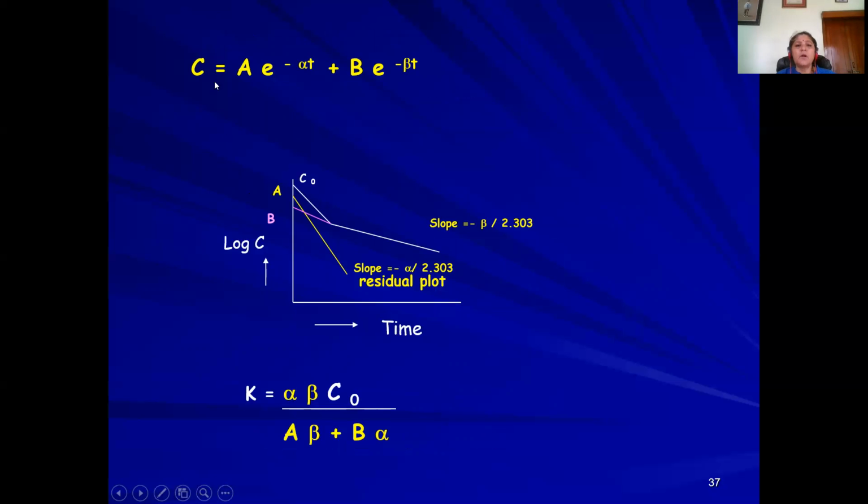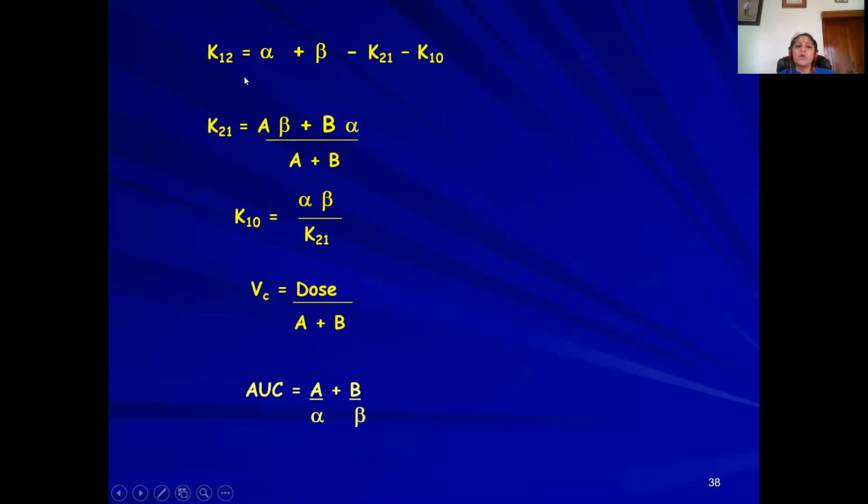And the two compartment model has a biexponential equation, that is, C is equal to A times e to the power of minus alpha t plus B times e to the power of minus beta t, where alpha represents the distribution phase and beta is a parameter that represents the elimination phase. We can calculate alpha and beta from the slope of the graph, whereas we can calculate A and B from the intercept of the graph. And we can calculate all the PK parameters like K, K12, K21, K10, VC, AUC, everything from the graph.